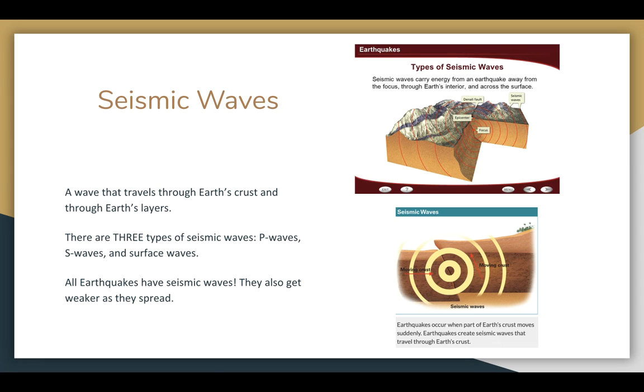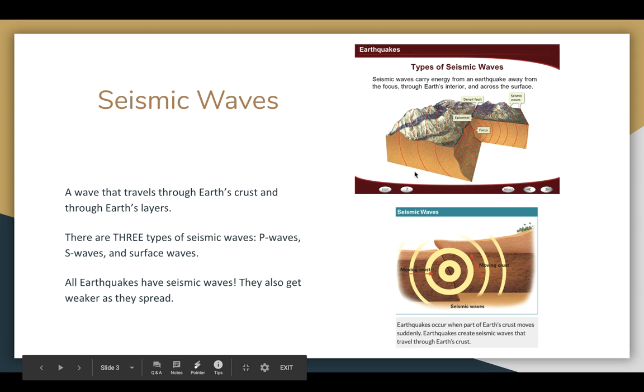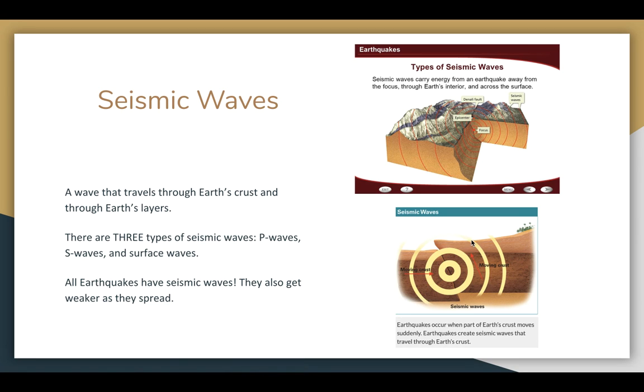All right, seismic waves. Seismic waves are different types of waves. There are 3 of them that cause earthquakes. So the 3 types of seismic waves are P waves, primary waves, S waves, secondary waves, and surface waves. All earthquakes have these seismic waves, and they also get weaker as they spread out across the Earth. So here are some pictures and diagrams of seismic waves. You can see that they start in the center and kind of move out. So let's dive deeper into what these 3 types of seismic waves are.